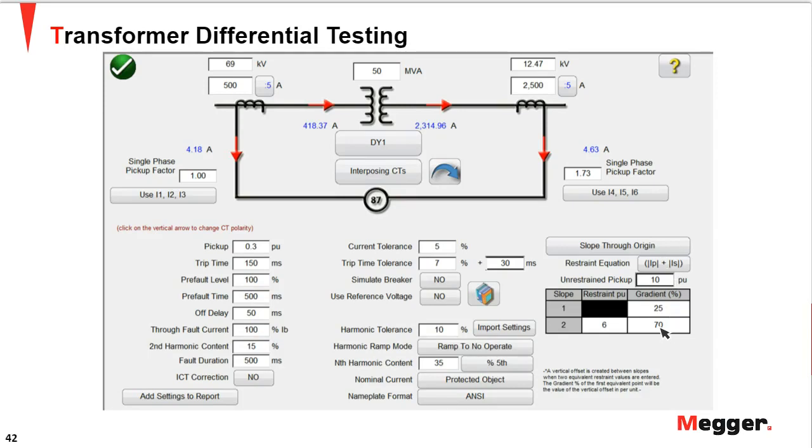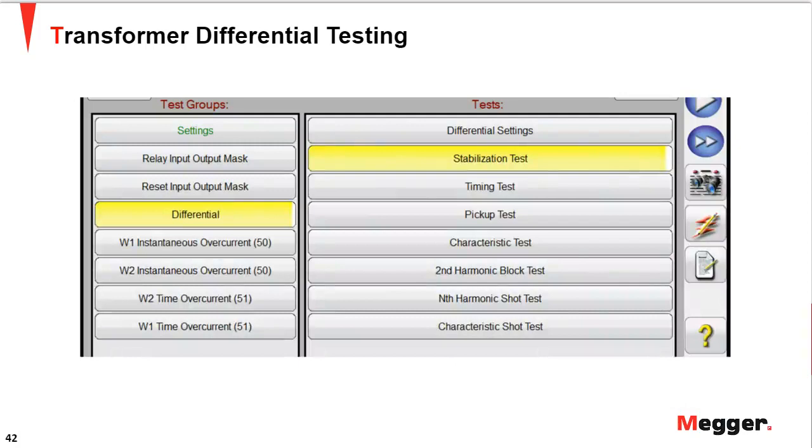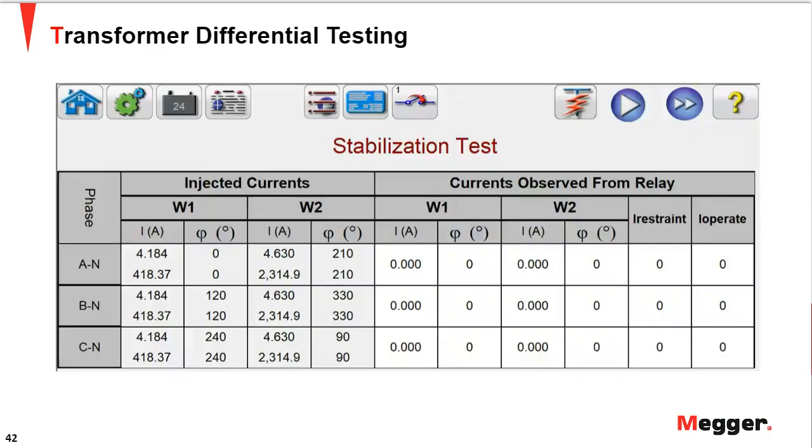Once we do that, here are some of the tests that you can run for differential validation, right? The first thing is a stabilization test, which will help to determine if our test setup is correct, not just on the test platform, but also the actual physical connections from the test set to the relay. And so, if you look here, we are injecting a nominal condition.